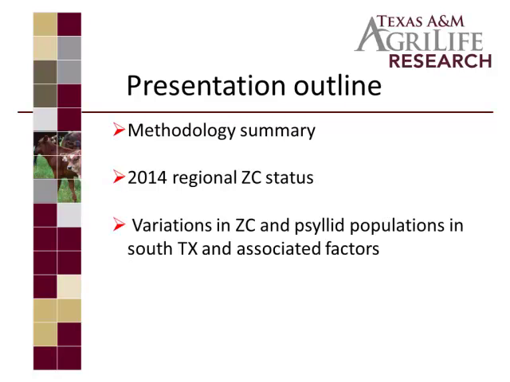And I'm going to talk about variations in zebra chip and the psyllid population in South Texas and some associated factors. The reason I'm concentrating on South Texas is that is where all the action is since we started. If you go north a little bit, there's not much change from year to year. So that's why I'm focusing on South Texas, where there are changes over the years. And then I will end up with some general conclusions.